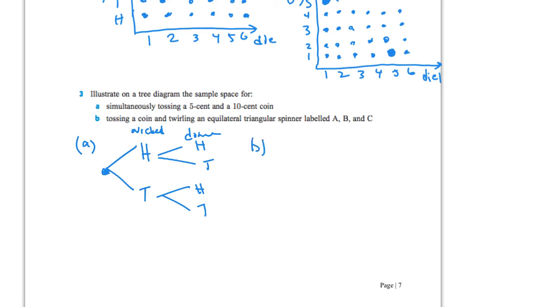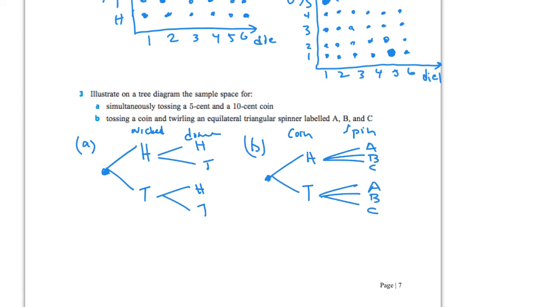Part B, what if we toss a coin and twirl an equilateral triangular spinner with ABC on it? All right, here's the coin, H, T, and then I follow that up with a spin. That could be A, B, or C. Okay, those are called tree diagrams in probability. Okay, that's section 9B.